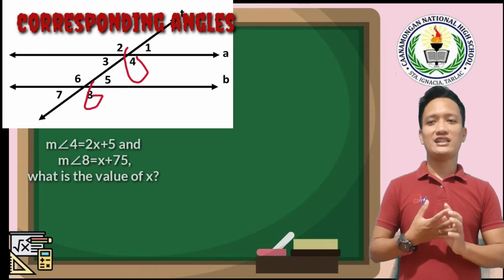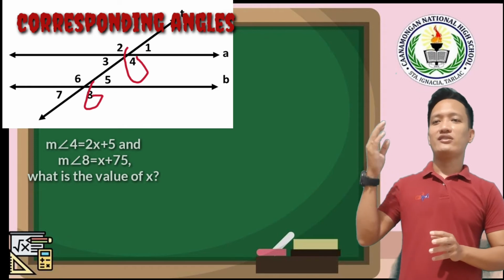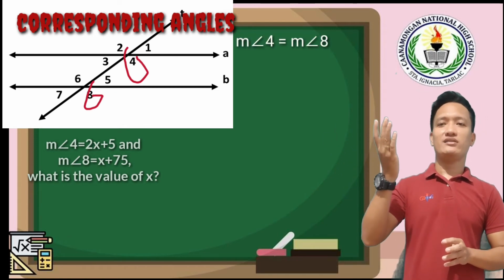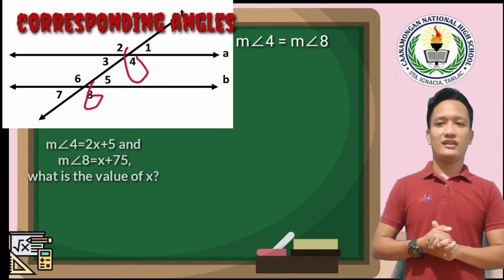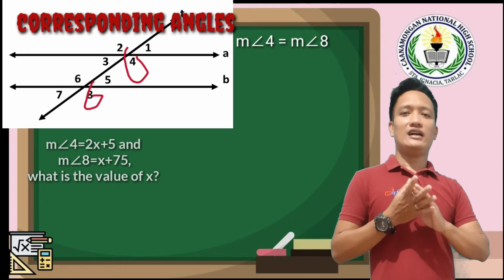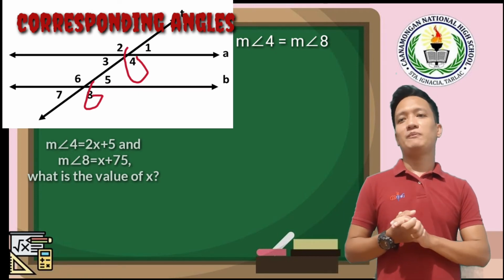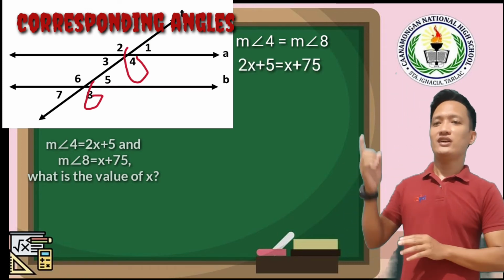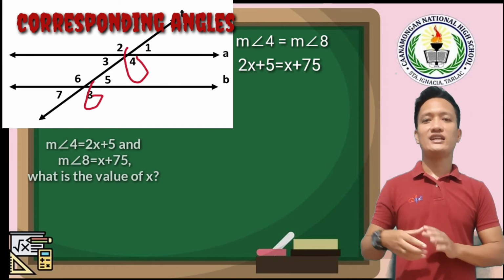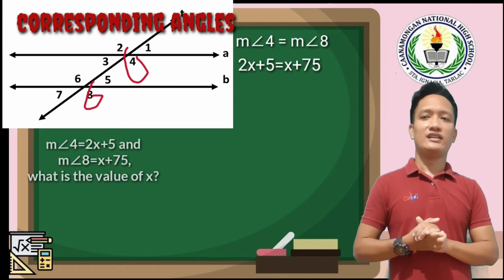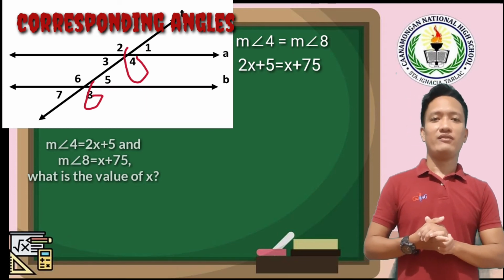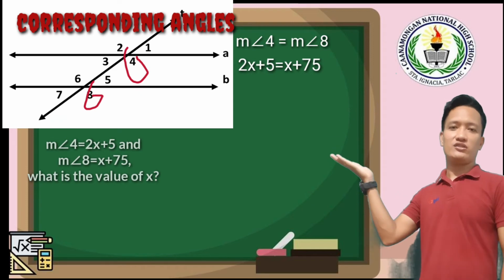So i-equate natin silang dalawa. So the measurement of angle 4 is equal to measurement of angle 8. Then, we substitute. Ano nga ba yung value ng measurement ng angle 4? So, ang measurement ng angle 4 is 2x plus 5. So, substitute din natin si measurement ng angle 8. So, ang measurement ng angle 8 is x plus 75. So, we already have an equation.